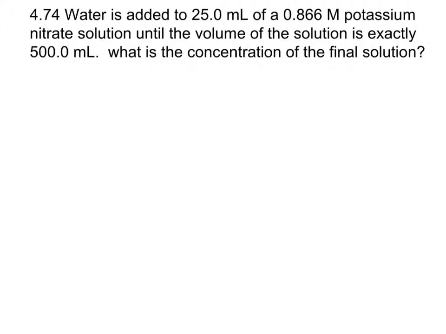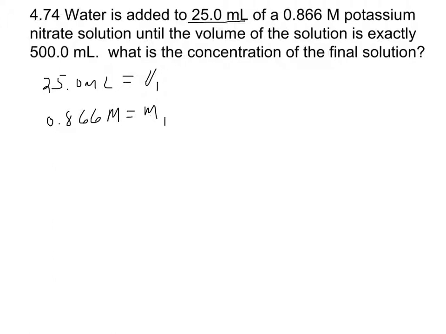In problem 4.74, water is added to 25 milliliters of a 0.866 molar potassium nitrate solution until the volume of the solution is at exactly 500 milliliters. What is the concentration of the final solution? So the first thing to do in these problems where we have equations is to pull out these quantities and give them a name. It says water is added to 25 milliliters, not 2.5, 25.0 milliliters, of a 0.866 molar solution. Now, that means that this should be my volume that I started with, volume 1. And this concentration must be, not volume 1, let's try that again, molarity 1.